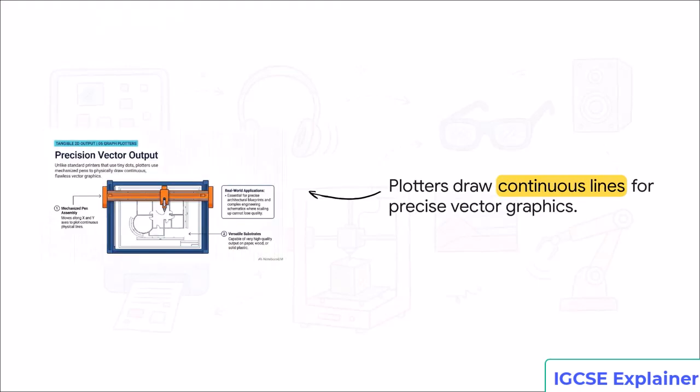But what if you need flawless, continuous lines instead of an image made up of tiny dots? Well, that is where graph plotters come into play. Unlike standard printers, plotters actually use mechanized pen assemblies moving along the exact X and Y axes to physically draw out vector graphics. And this mechanical movement is absolutely essential for highly precise architectural blueprints or complex engineering schematics. Basically, situations where scaling up the image simply cannot result in any loss of quality.